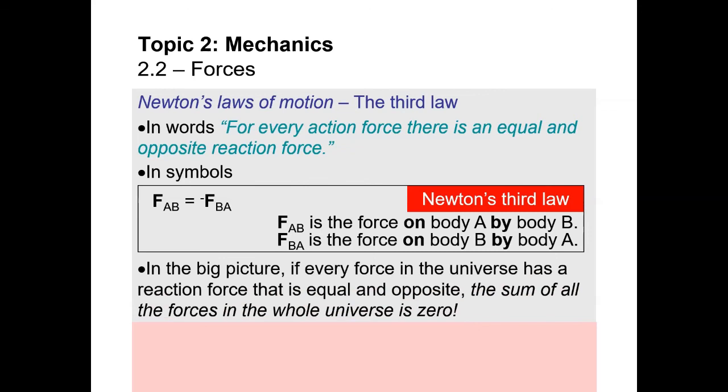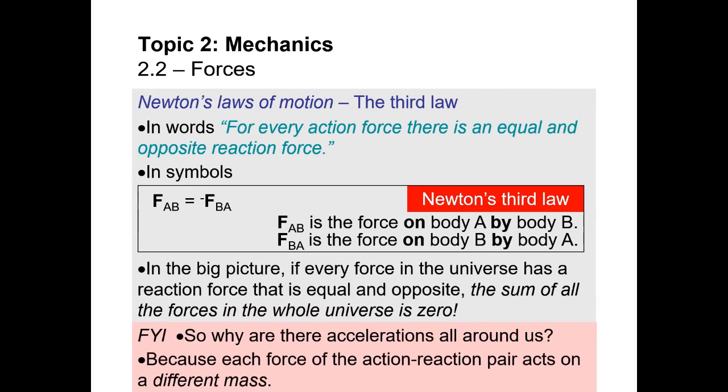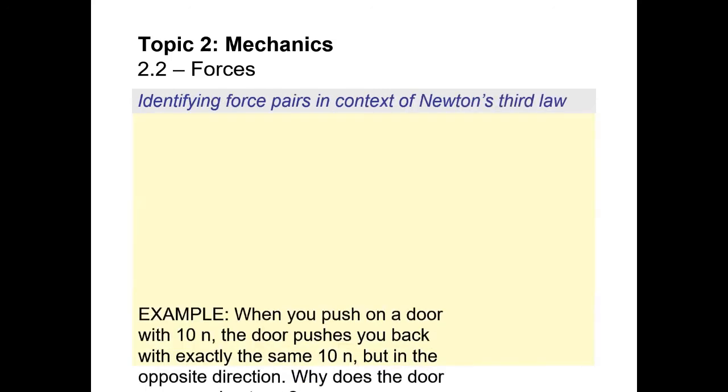In the big picture, every force in the universe has a reaction force that is equal and opposite. The sum of all the forces in the whole universe is 0. So why are there accelerations all around us? Because each force of a reaction pair acts on a different mass.